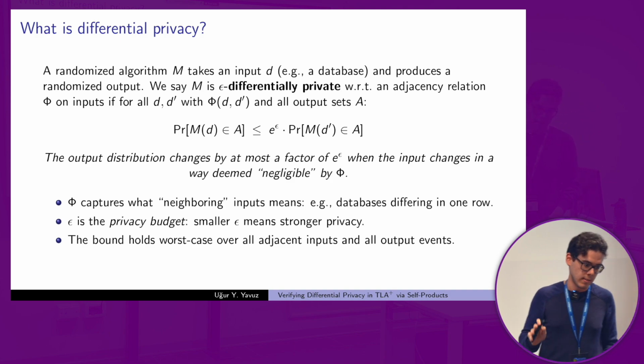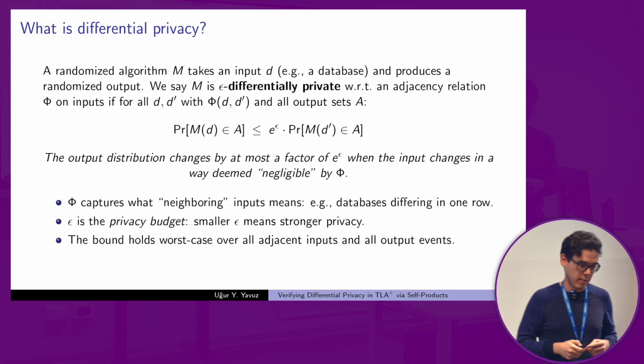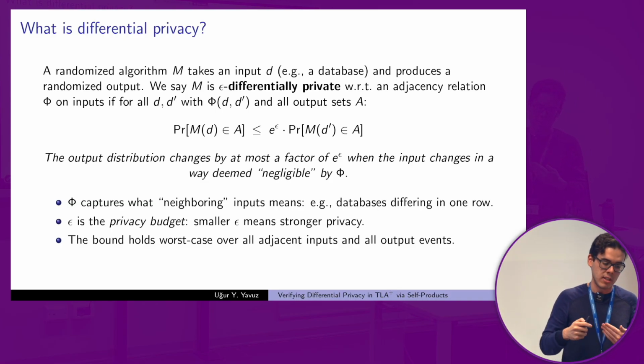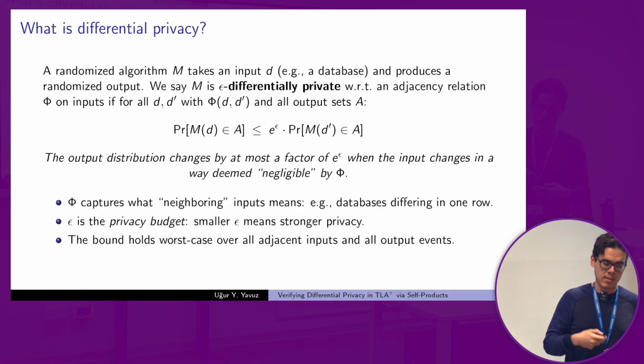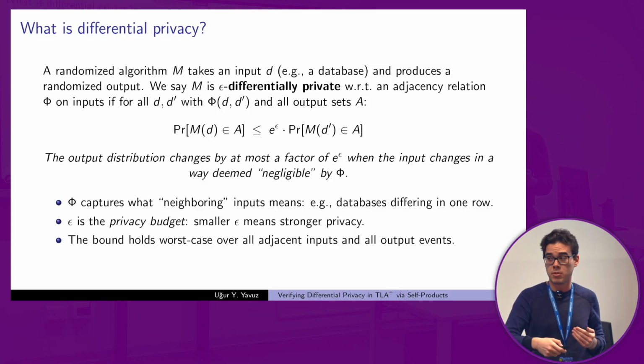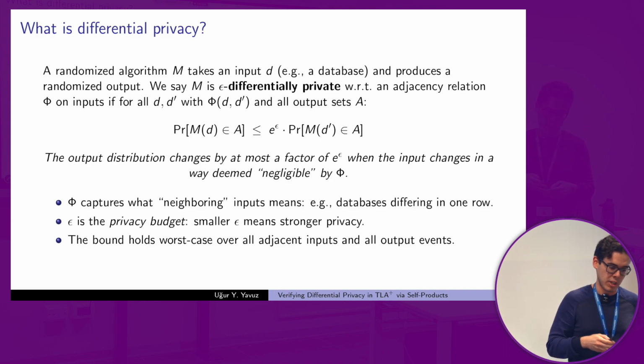Here's the intuition in one sentence. Inputs that phi considers adjacent produce output distributions that are almost indistinguishable. The entire aim of differential privacy is making almost indistinguishable mathematically precise, and that's what this inequality does. Let's unpack the pieces. The first is phi. This is the adjacency relation on inputs, and it captures what counts as neighboring for your application. The classic example is two databases that differ in exactly one row, meaning one has a record for some individual and the other does not. Phi is essentially a parameter, and you can pick it to match whatever notion of privacy you care about.